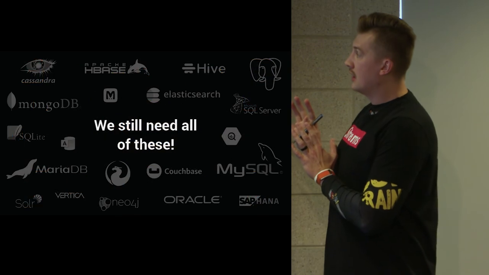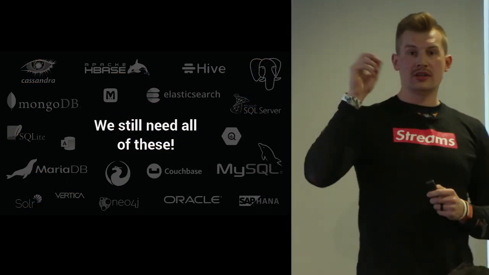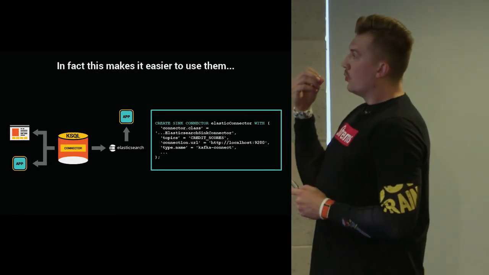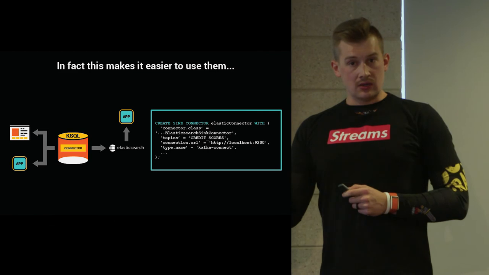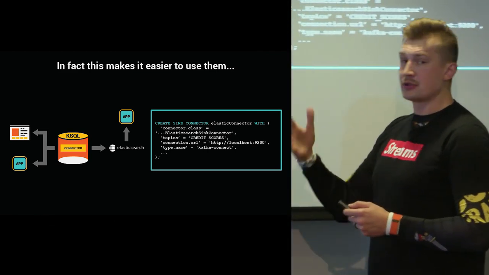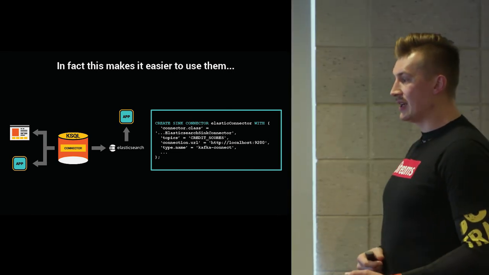Now, what about databases? How about getting data from legacy or existing systems and things like that? We do have all these connectors already available. If you go to Confluent.io/hub, you can find what we call the app store for connectors. It's the Confluent Hub. You can find any connector.